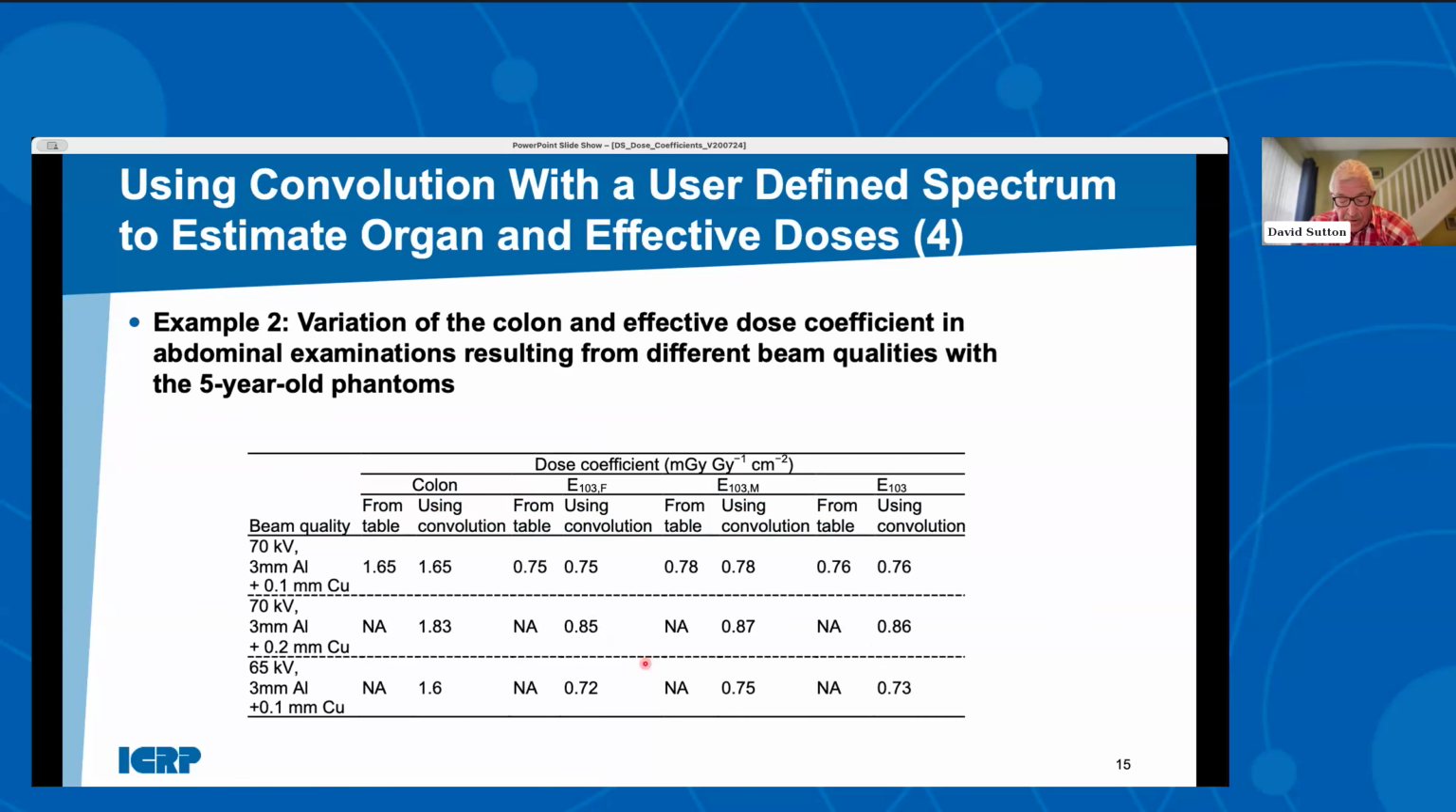The report provides other examples of the use of convolution. Here is one: an investigation of the variation of the colon and effective dose coefficients in abdominal examinations resulting from different beam qualities using the 5-year-old phantom. And here we have different beam qualities, 70 kV, 0.2 millimeters of copper, 65 kV, 0.1 millimeters of copper in addition to 3 millimeters of aluminium. These are not in the data sets provided, but the dose coefficients can easily be generated, as can the effective dose coefficients as well.